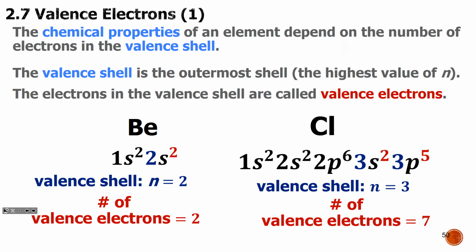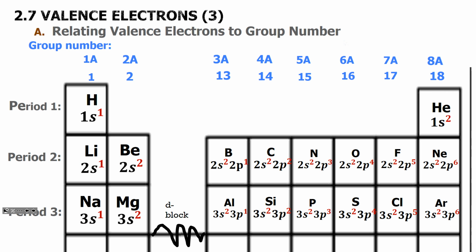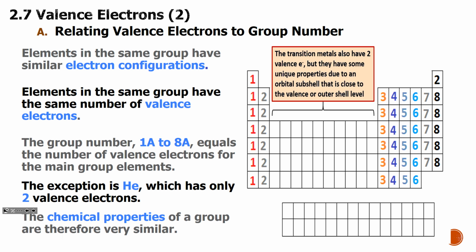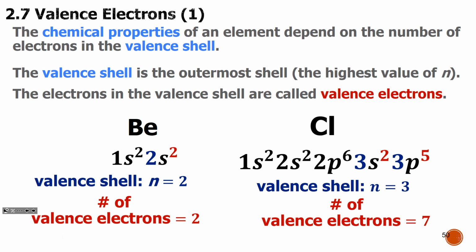So the valence shell electrons are our outer shells. Whoa, that went really fast. Let's see if we can go back here. Our outer shells, our outer s and p. So the highest number with the s and p. Okay, so for beryllium here, we have a valence shell number of 2. That's the highest number in front of an s or p.